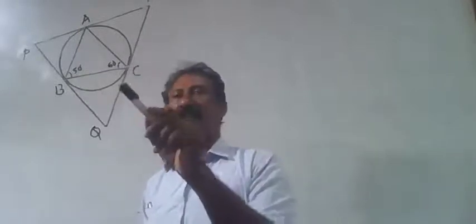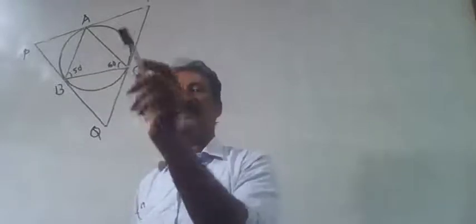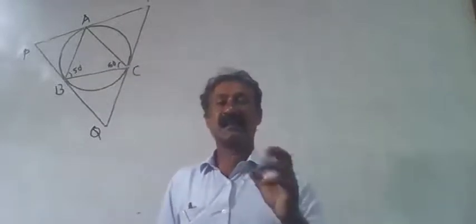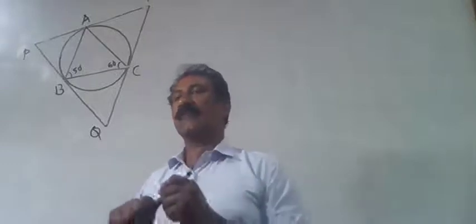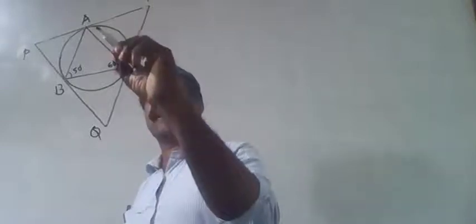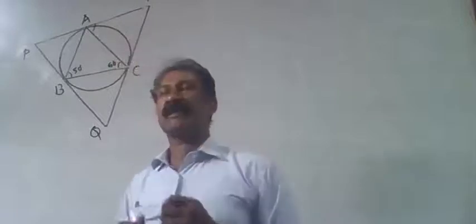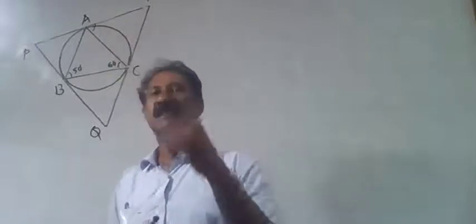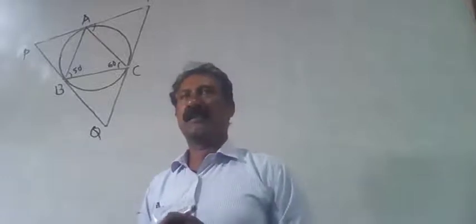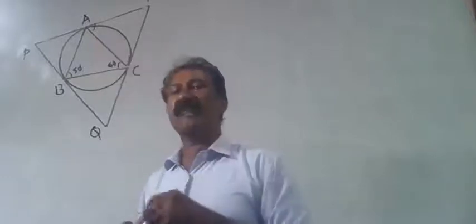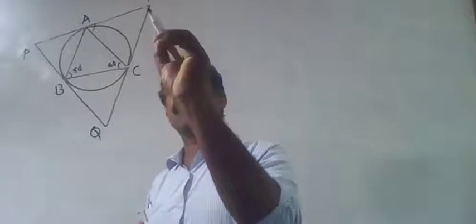With respect to the small triangle, the circle is the circumcircle. With respect to the large triangle, the circle is called the incircle. Okay. Then how do we find this? First, consider this angle. One of the methods is angle RAC. We can find angle RAC. What is angle RAC?